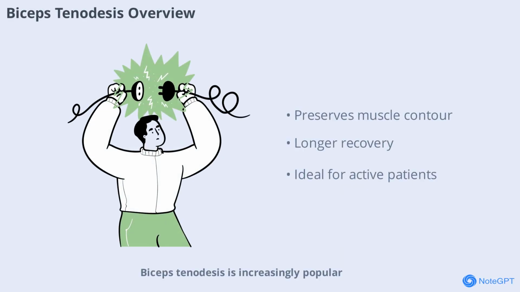Biceps tenodesis is increasingly popular, especially for younger or more active patients. The procedure involves detaching the LHBT from its origin and reattaching it to the humerus at various locations. This approach preserves muscle contour and strength, making it ideal for those concerned about cosmesis or high physical demands. However, it's technically more challenging and involves a longer recovery compared to tenotomy.